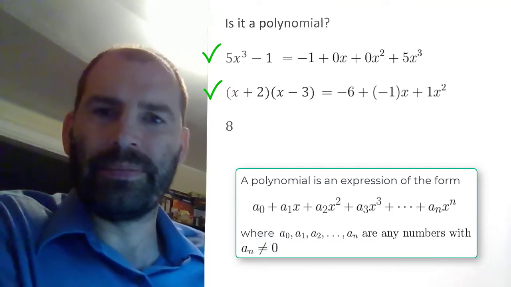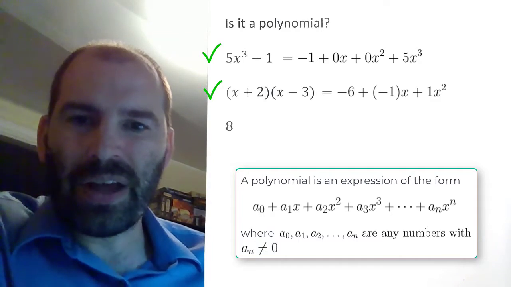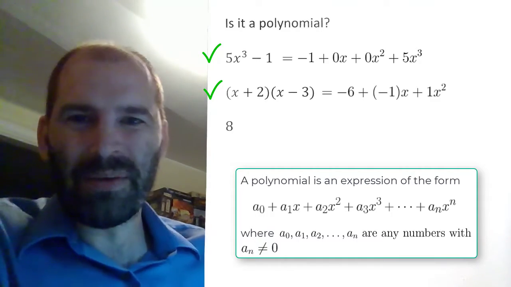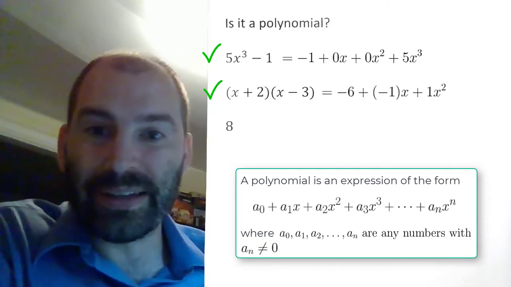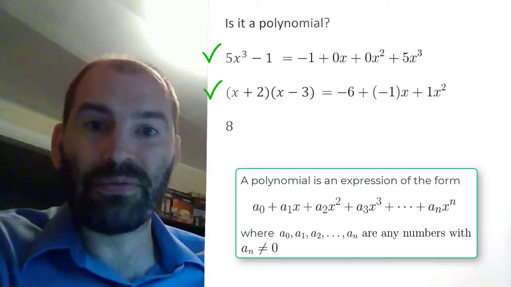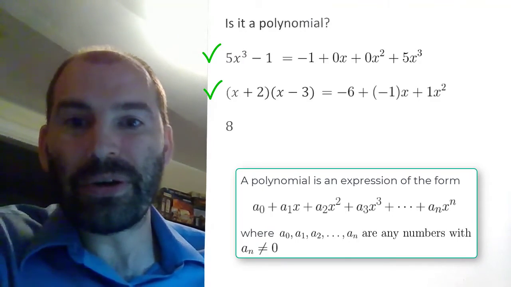No, it's just a number. The number 8 is just a number, a polynomial. A lot of people say, no, this is just a number. But let's look at that definition for what a polynomial is. Can we put it into that form? Well, yes, actually we can. This is a 0-degree polynomial.